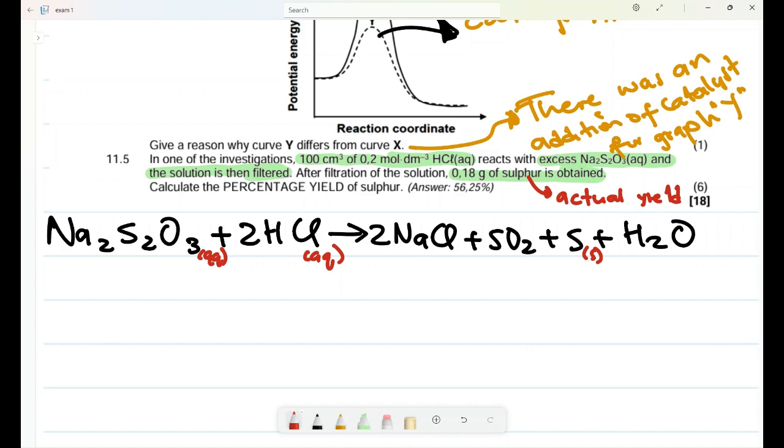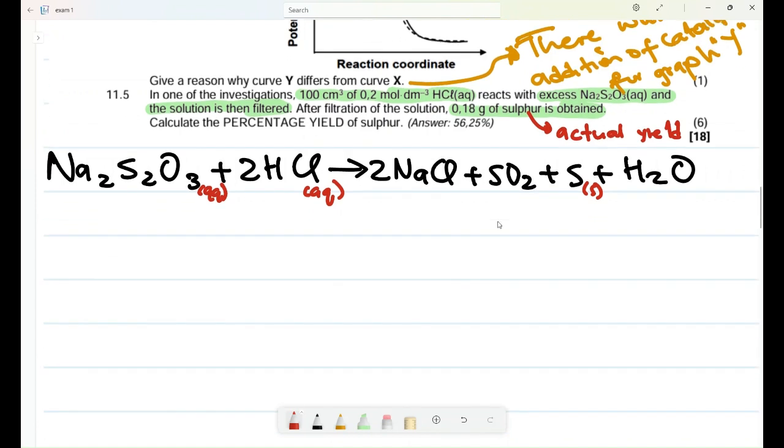But in real fact, the results do not necessarily come out like that. There is never a 100% percentage yield of what you calculate. What you calculate can never be exactly as precise as what you get. Why? There are some factors that affect our results. Okay, yes. So they say calculate the percentage yield of sulfur.